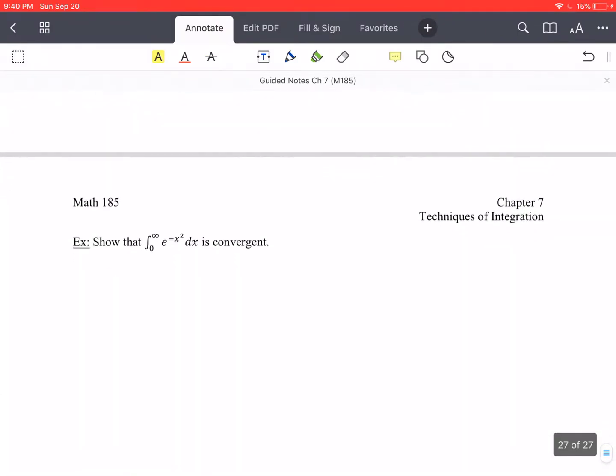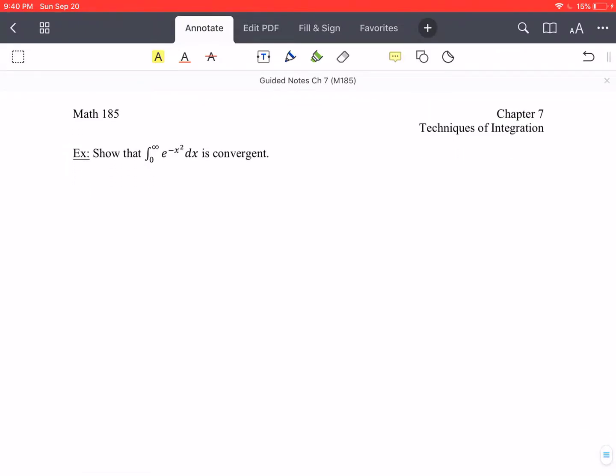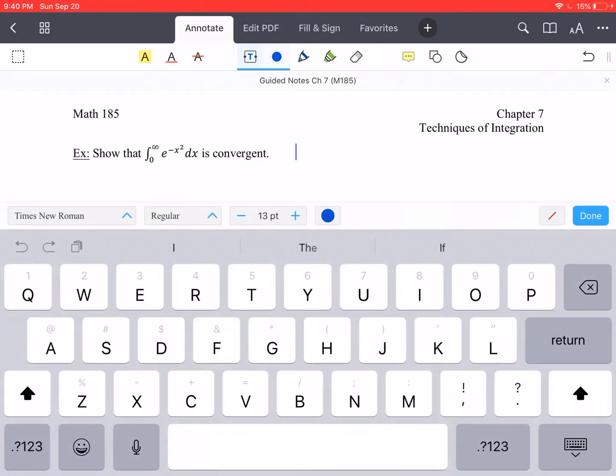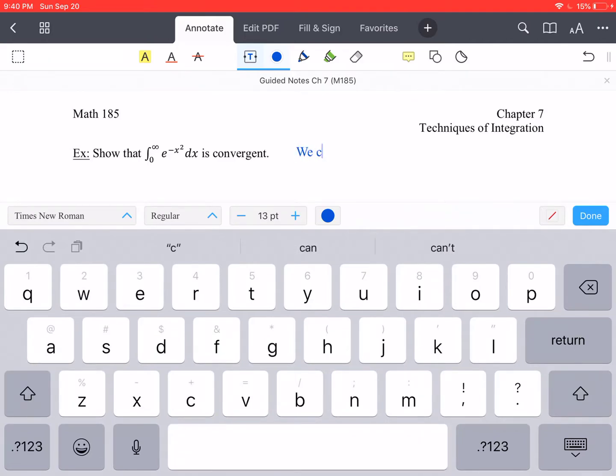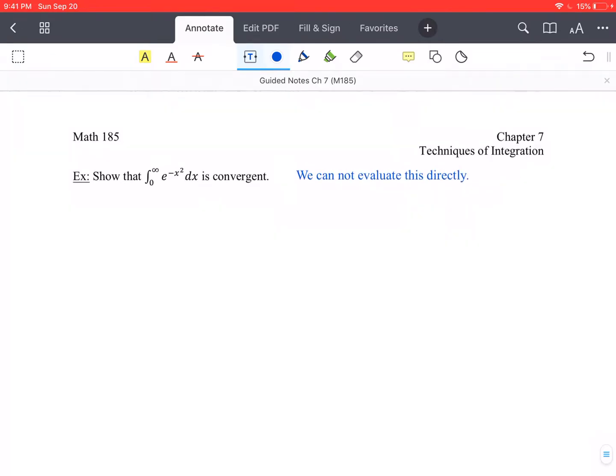So show that the integral from 0 to infinity of e to the negative x squared dx is convergent. So if you're looking at this, the first thing that we should probably notice is we can't do this one as is. We cannot evaluate this integral directly. So we don't have the tools to be able to integrate this as is. So we're going to have to come up with a little bit of a creative solution here.